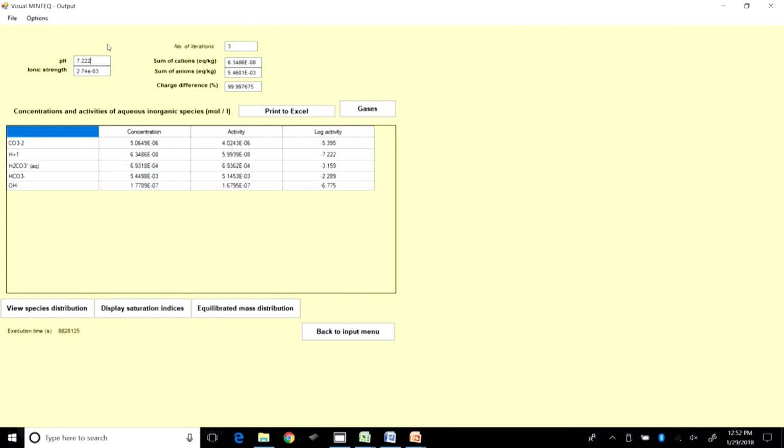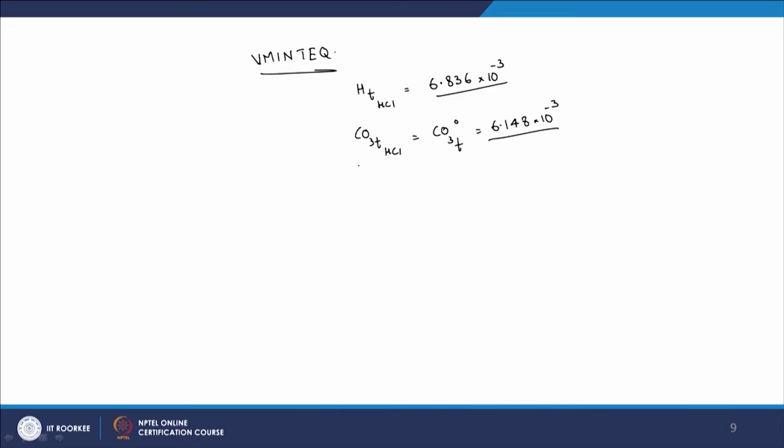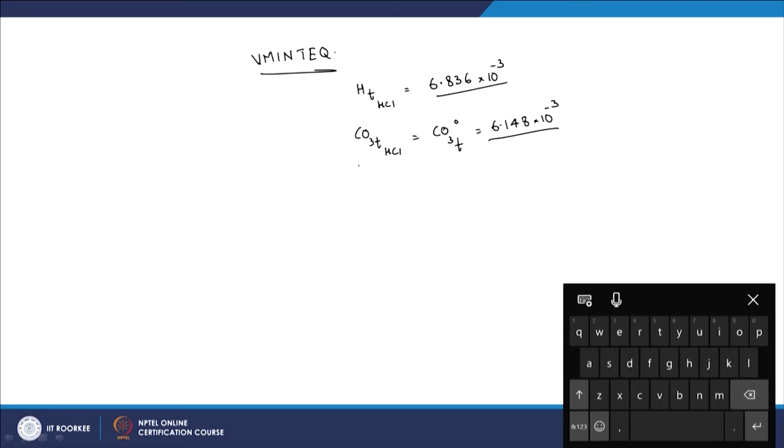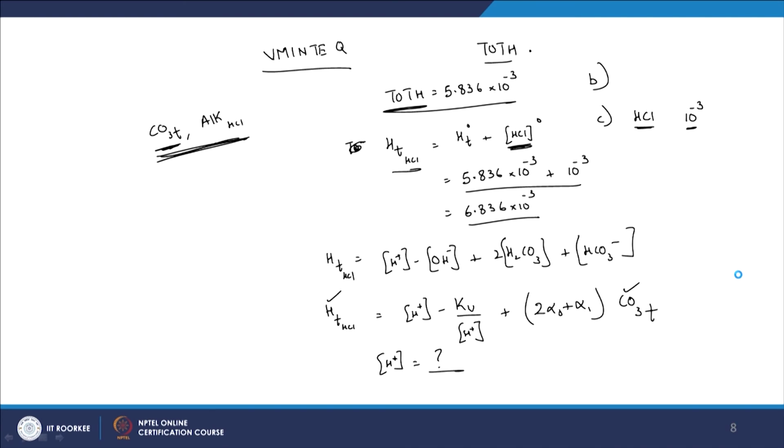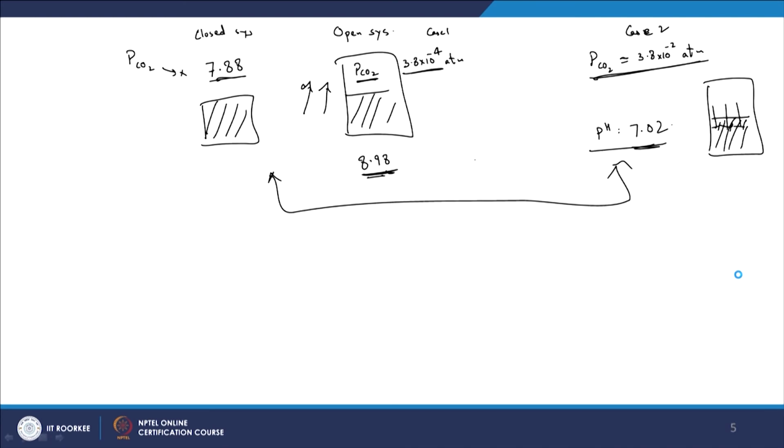Now obviously I see that the pH is now less, it is 7.2, right. So, let us understand the system here. I now end up with a pH of 7.2, right. Let us go back to that particular case where we looked at comparison of different pHs here, this case. Initially for the closed system it was 7.8 from part A, right. For part B, after we let it equilibrate with the atmosphere at 3.8 into 10 power minus 4, we saw that the pH increased to 8.98, and why is that? Because CO2 left the system.